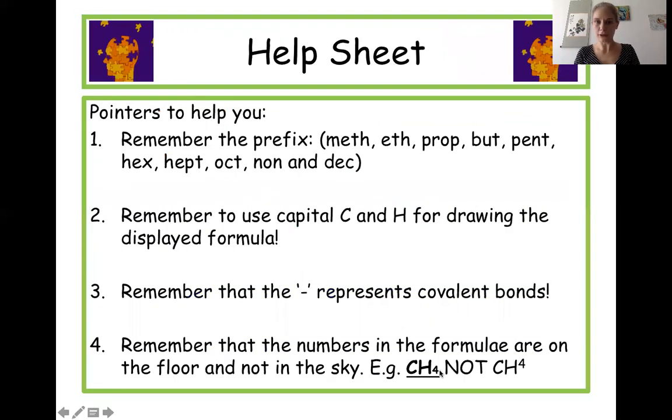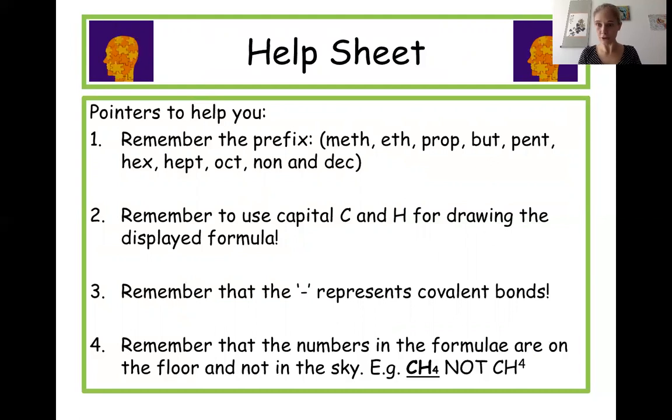So hopefully we now have enough details to do all of the worksheets that I've set you. A few little pointers that you might want to make a note of. You need to remember those prefixes, the 1 carbon meth, 2 carbon eth, 3 carbon prop. I strongly suggest you write yourself a mnemonic or something like that, like monkeys eat peanut butter, etc. Remember with your displayed formulas, capital C's and capital H's. Like on the periodic table, carbon is a capital C, hydrogen is a capital H, so don't use lowercase.